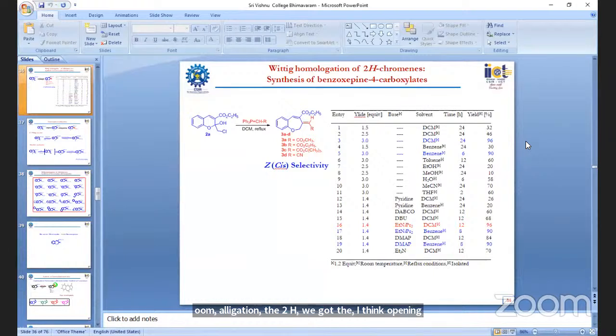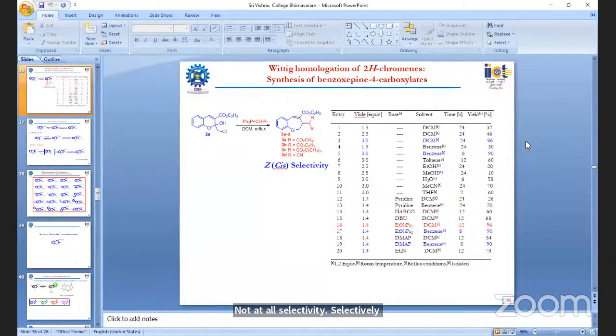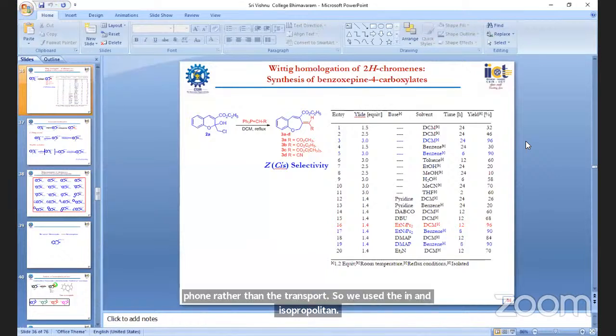That too with cis selectivity, not trans selectivity. Selectively we made the cis compound rather than the trans compound. We used N,N-diisopropylethylamine; this is the best base we utilized to get the benzoxepine compound.